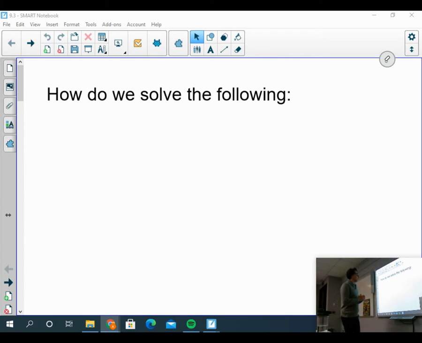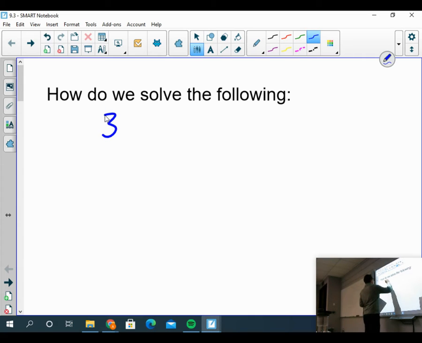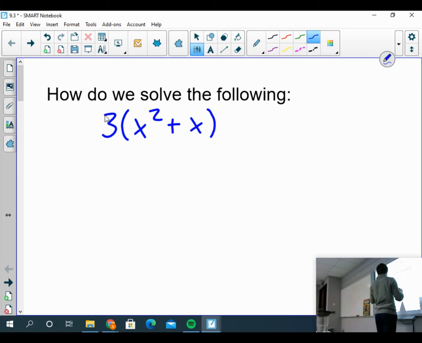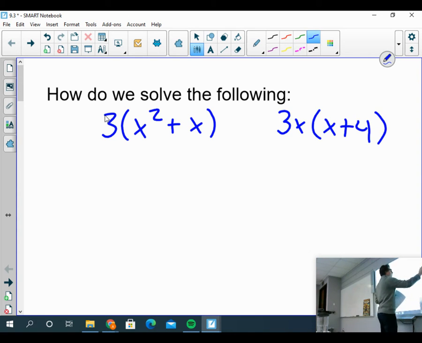But before we really get into the newer stuff of the section, let's start by having you solve some problems that you already know how to solve. Kind of like how we started 9.2. I want you to solve, or simplify, not solve, 3 times x squared plus x and 3x times x plus 4. Go ahead and pause the video and simplify these as best as you can.